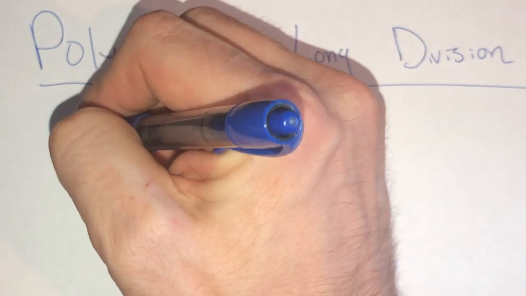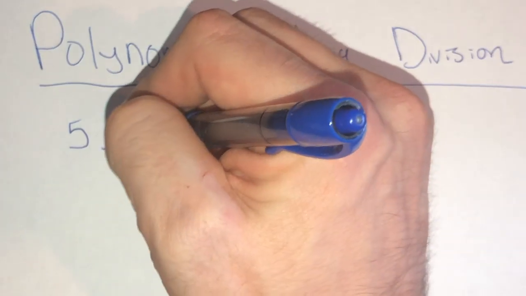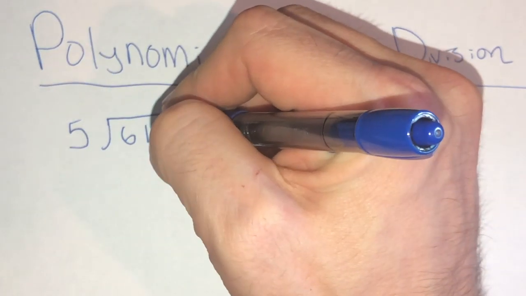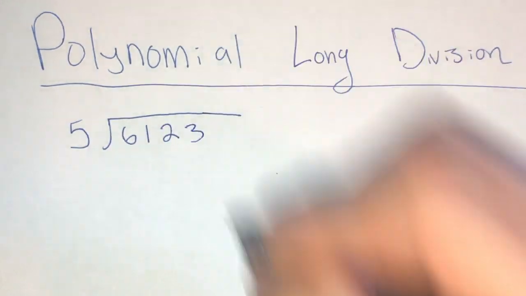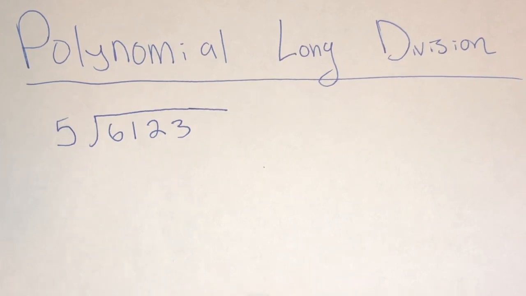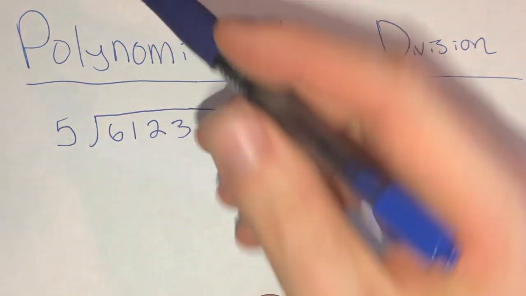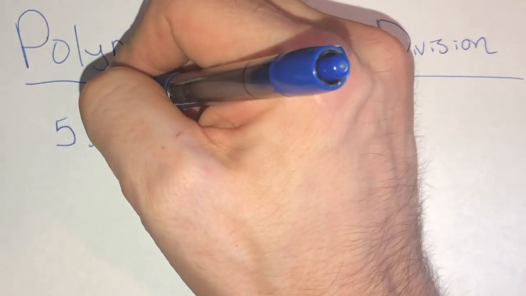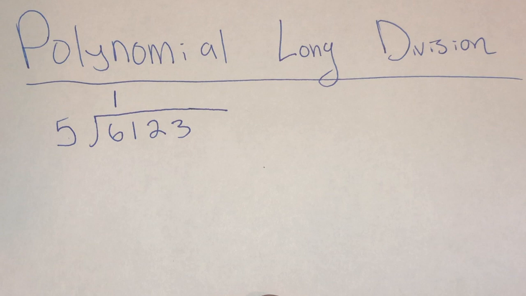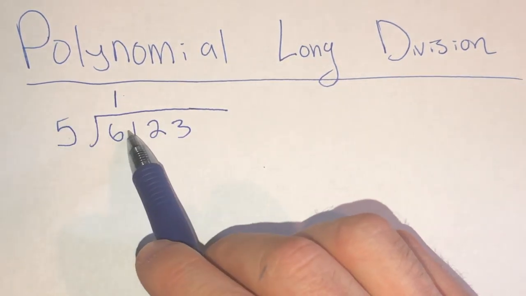So what we get is 5 into 6,123, okay? And if you remember long division, we're going to start with the 6, and ask ourselves, how many times can I get 5 into 6? I can get 5 into 6 a total of 1 time. Okay, so I'd write my 1 over here to represent how many times 5 goes into 6.